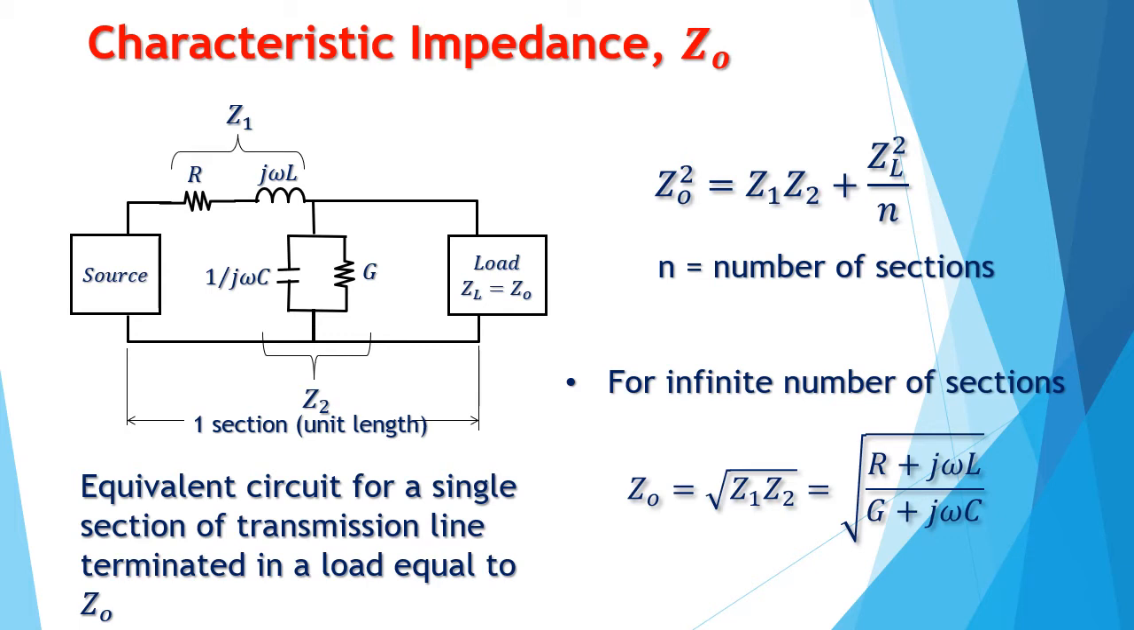Next, for an infinite number of sections, we cannot simply put infinity as the value of N. So we have the formula Z sub O is equal to the square root of Z sub 1 times Z sub 2. Or in simpler terms, we have the square root of resistance plus j omega L divided by conductance plus j omega C. Now, as you can see, omega is equivalent to 2 pi times frequency. So the characteristic impedance is also dependent on frequency.